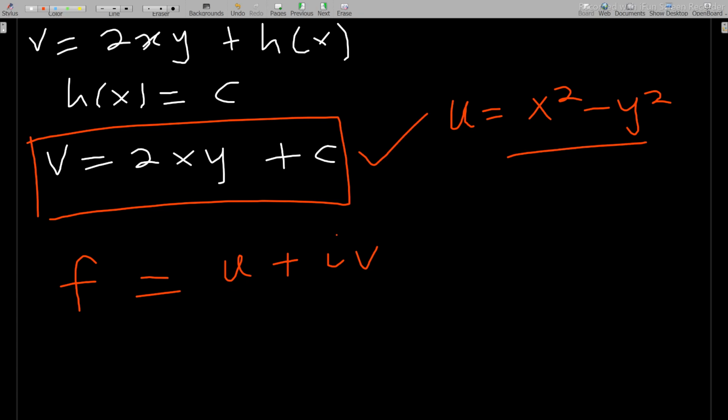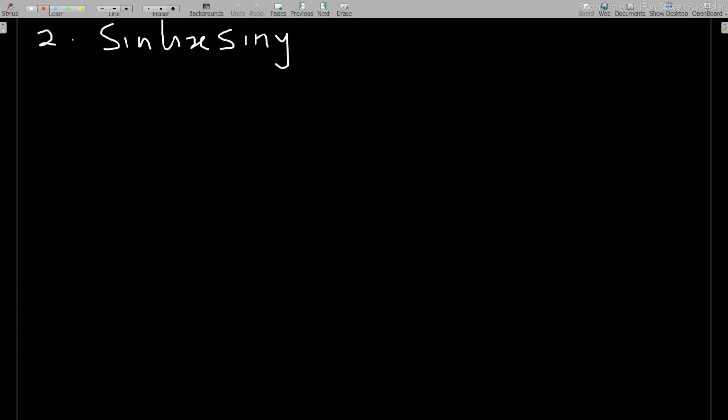So let's move on to the next one, which is a bit more difficult because of the sine and the hyperbolic functions in it. With the second one, you're supposed to show that this is harmonic, and then also find its harmonic conjugate. So in the same way, we let u be equal to sin x sinh y.